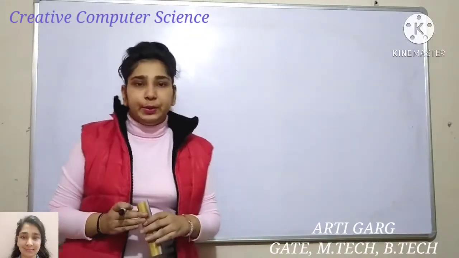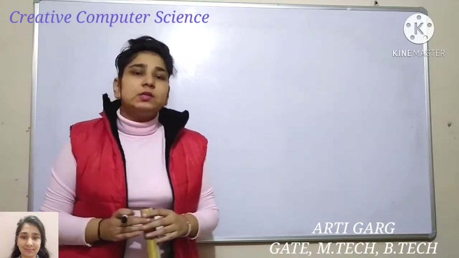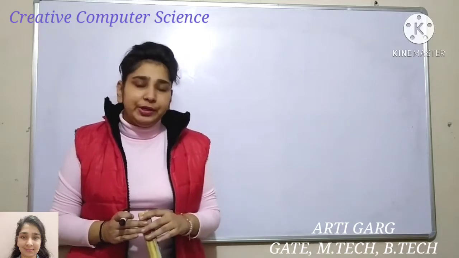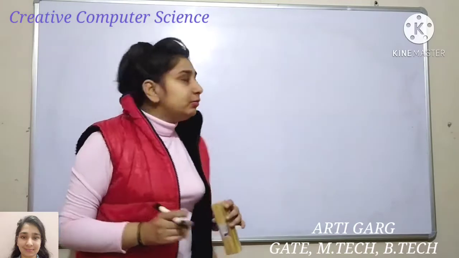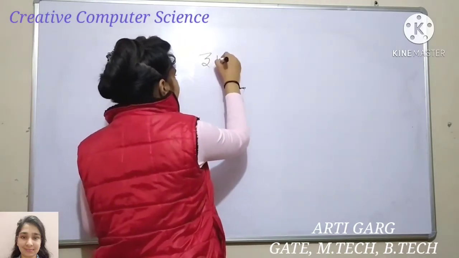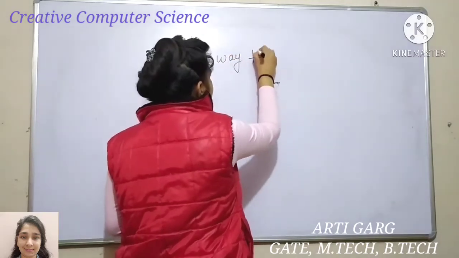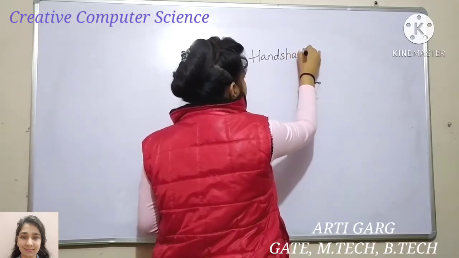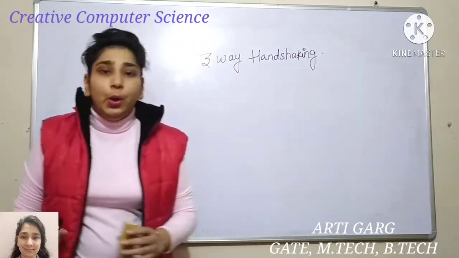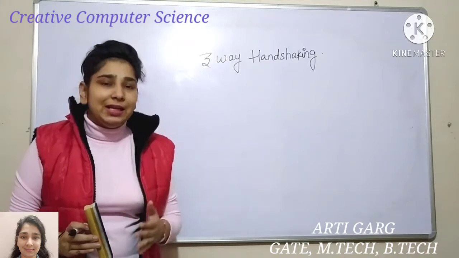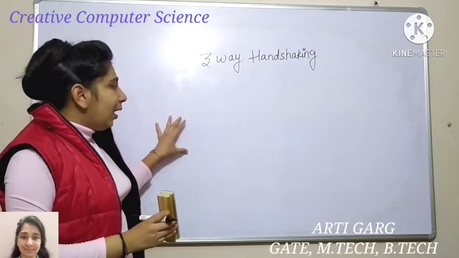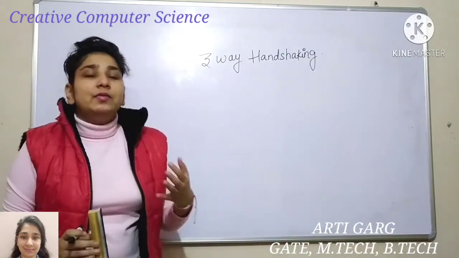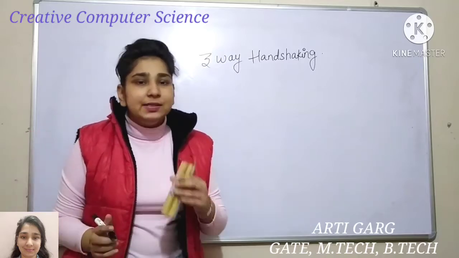So in the last videos we discussed the various fields of the TCP header. Now in today's video we are going to discuss three-way handshaking. When one device wants to communicate with another device, there are basically three steps.